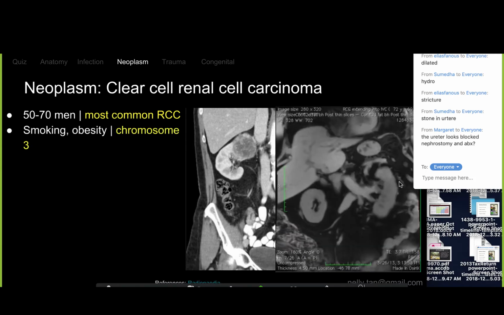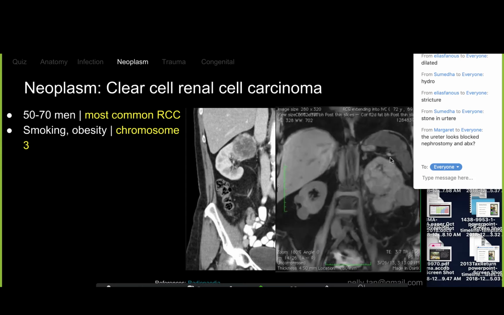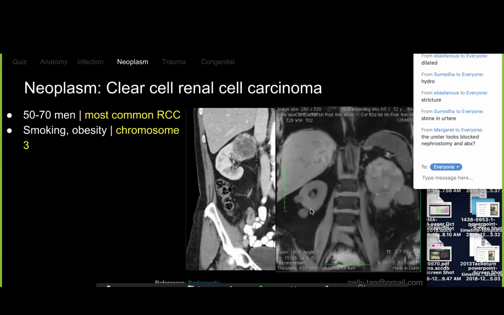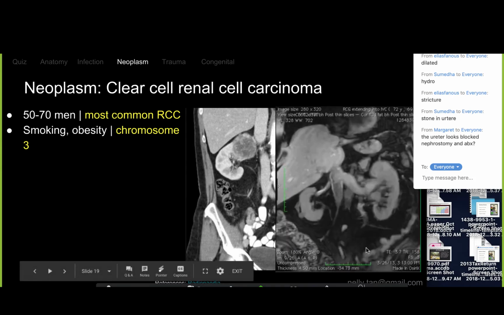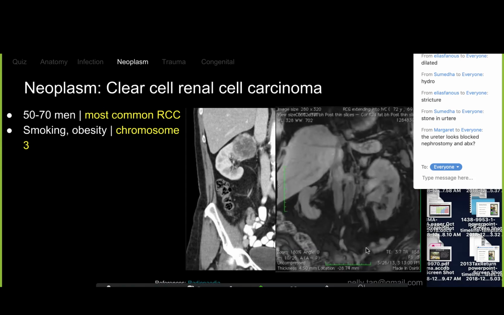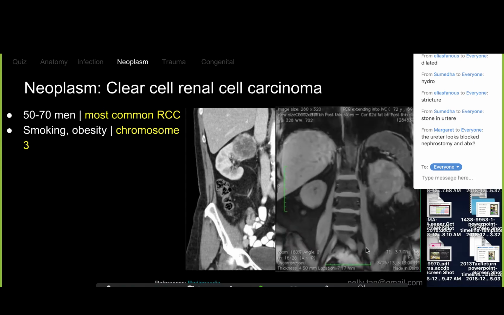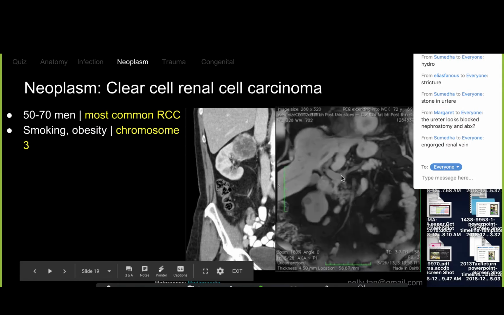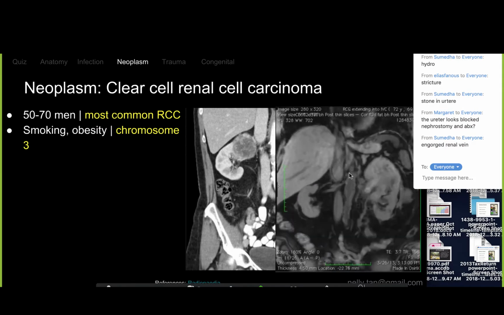renal cancers are notorious for venous invasion. So what do you see here on the MR? Any guesses? Engorged renal vein. Yeah.